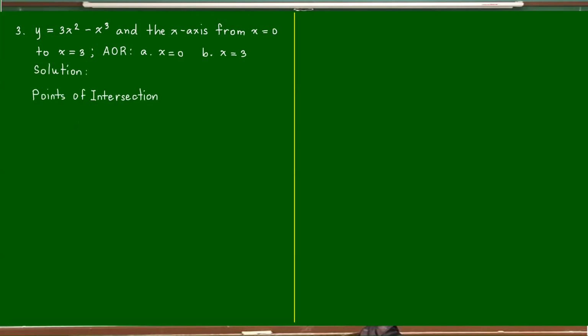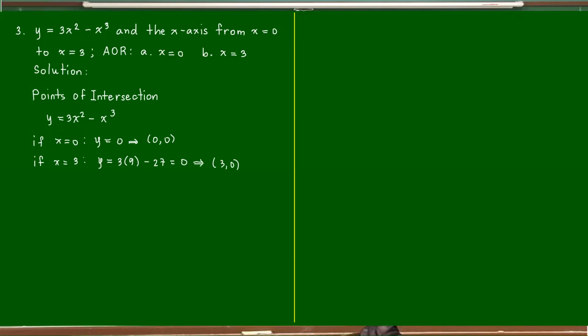So let's begin with the points of intersection. Y equals 3x squared minus x cubed. So getting the intersection of this with x equals 0, meaning with the y-axis. So that is y equals 0. So getting 0, 0. When x is 3, so getting y equals 3 times 9, then minus 27. So that is equal to 0.